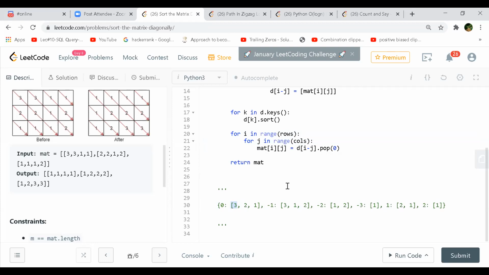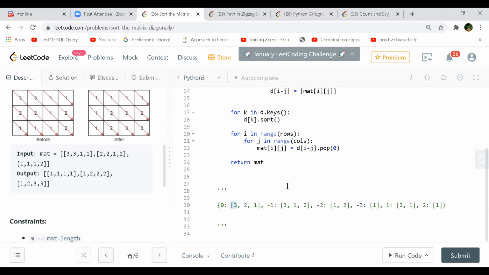Yeah, makes sense. So you are using a dictionary or a map, and your keys will be all the differences between I and J indices. Then you'll push everything and then sort them. So yeah, that is absolutely a good way of doing it.